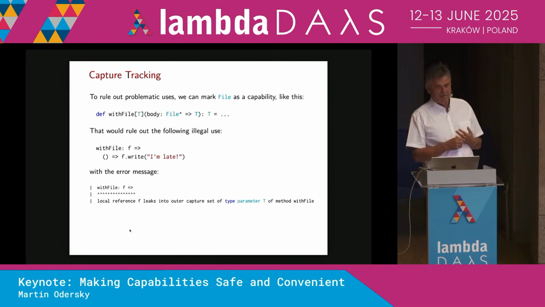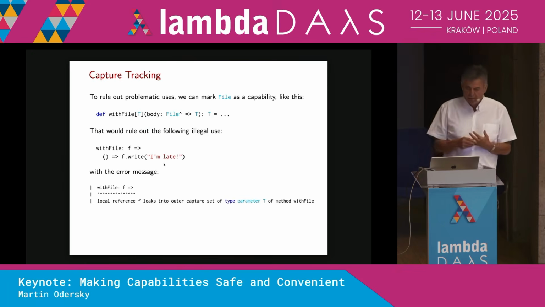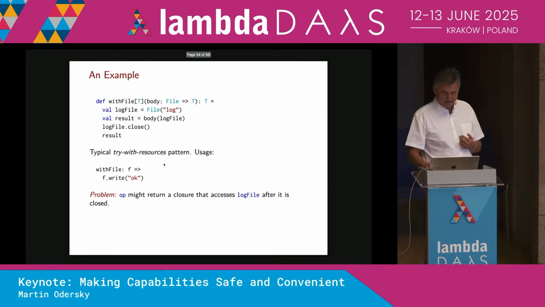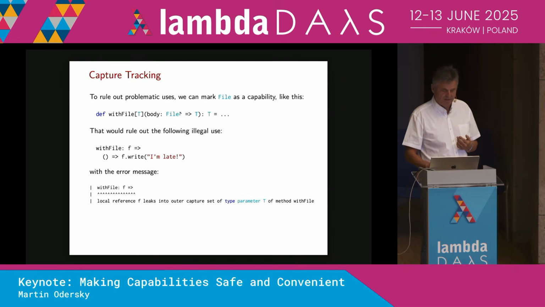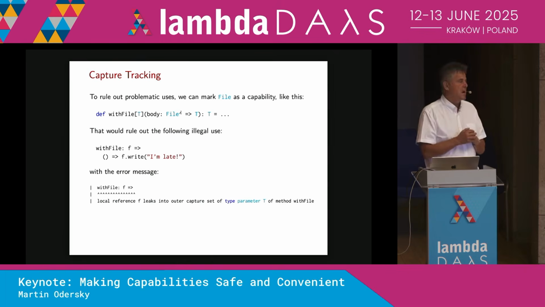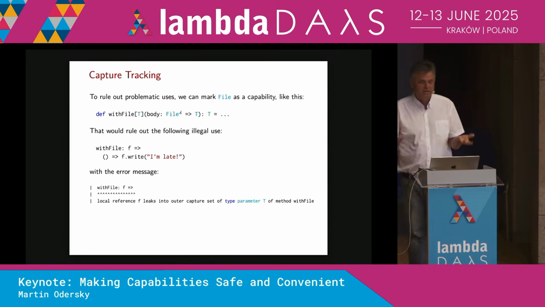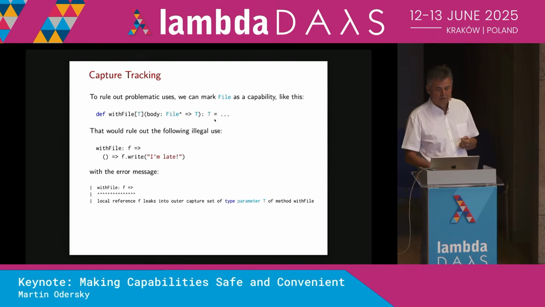So here's the problematic thing. What I could do is write withFile, and I return a lambda that when it's called, I write to the file, "I'm late". But of course, that doesn't work because the file is closed by the time this lambda will be called. So we want to rule that out. And we can do that by just changing one character in the signature of withFile. I just write a hat here. So the hat marks this thing as a capability. And capabilities can't escape. So capabilities can't be returned from that.